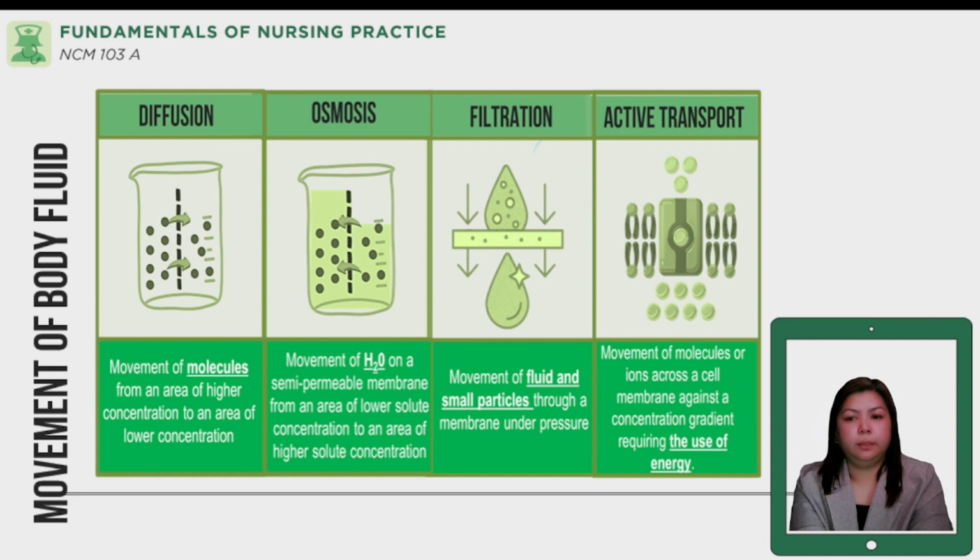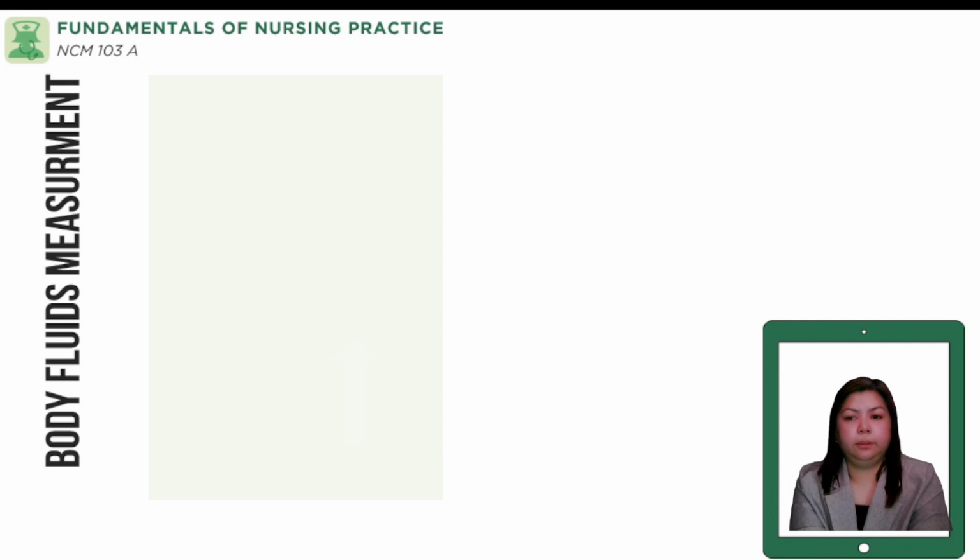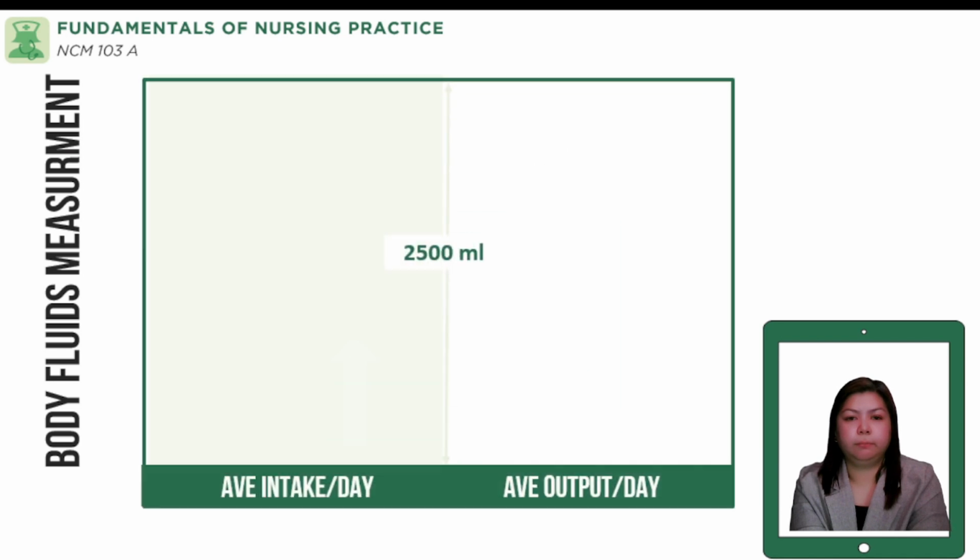Okay, now let's talk about how we measure this on a day-to-day basis when we talk about caring for our patients in the hospital. The total intake and output of water for an average adult could be around 2,500 ml. It is important to note that individual needs may vary, and factors such as physical activity, temperature, and health conditions can affect water balance.